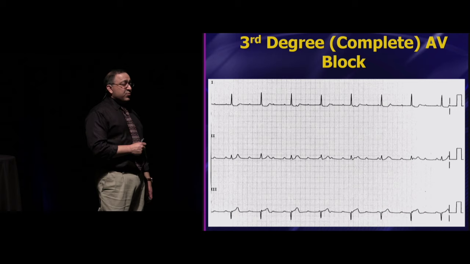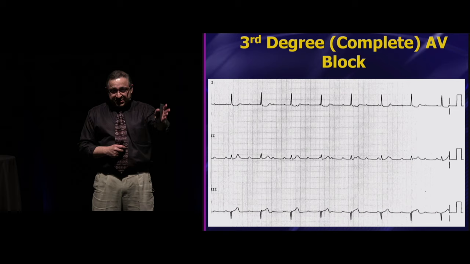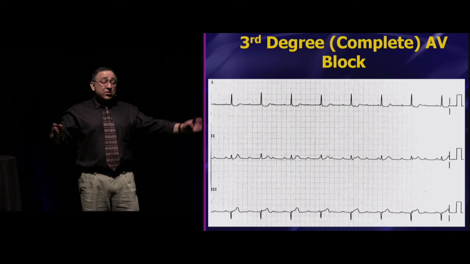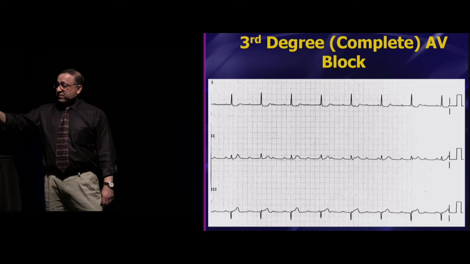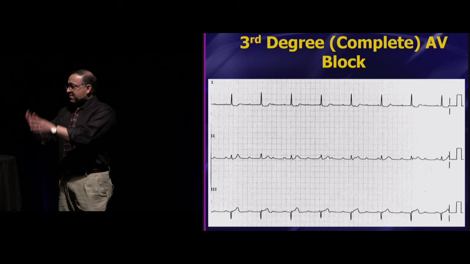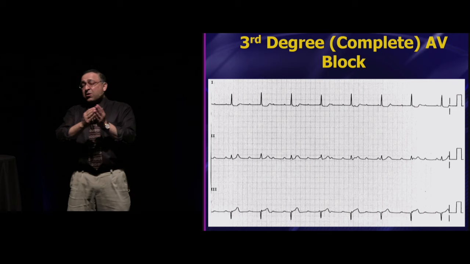So how do you tell the difference between Mobitz 1, Mobitz 2, and third degree? All you do is look at the PR. That's all there is to it. Mobitz 1, PR is gradually increasing, then lonely P wave. Mobitz 2, PRs everywhere are exactly the same with lonely P waves. With third degree heart block, the PRs are randomly changing, and there's a lot of lonely P waves, all right?